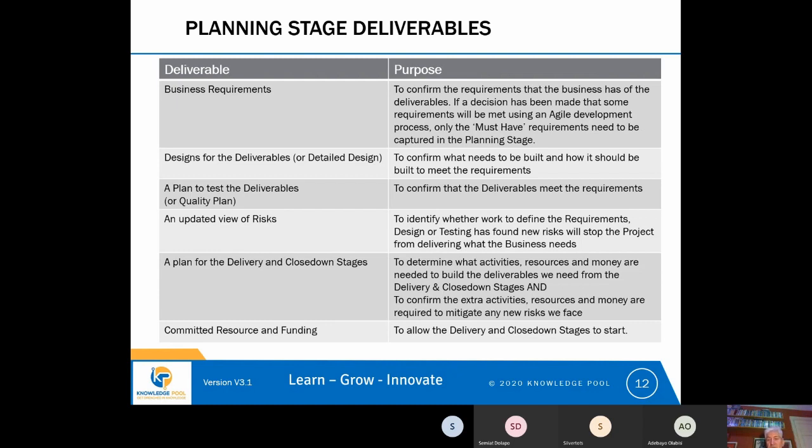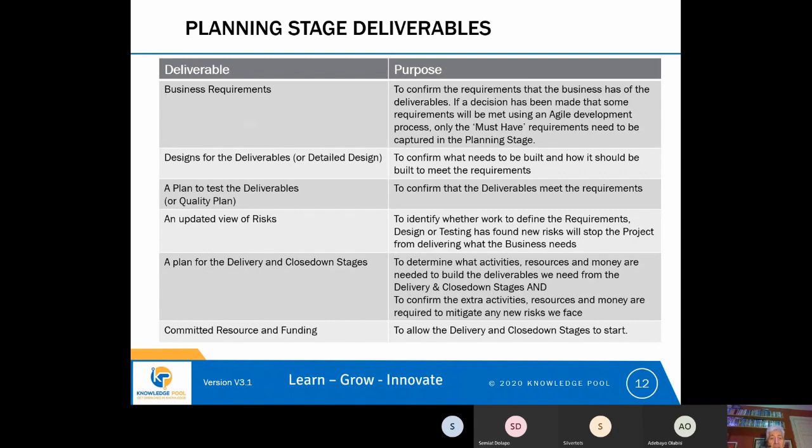So what we'll do typically during the planning stage is there might well be a workshop where we think specifically about the risks that we now know are facing the project. And as a result of that workshop, we will update the risk log to show that we've recognised some new risks. Some old risks may have dropped off or changed, but we have that updated view of risks.